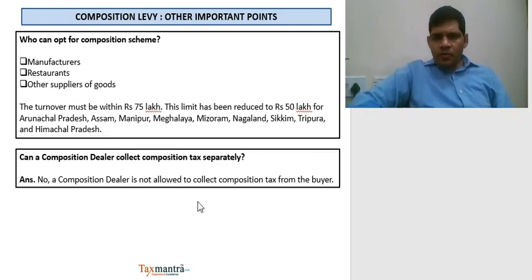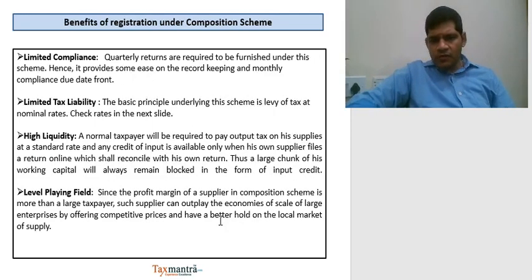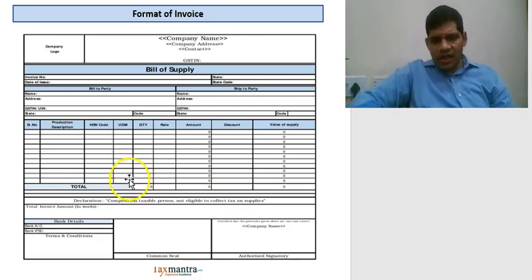Who can opt for composition scheme? Manufacturers, restaurants, other suppliers of goods. The turnover must be within 75 lakhs, and the limit has been reduced to 50 lakh for other states, small states, and northeast states. Also, a composition scheme dealer cannot collect taxes on their invoices. So on the invoice, they need to clearly say that they are registered under the composition scheme and they are not eligible to collect taxes.